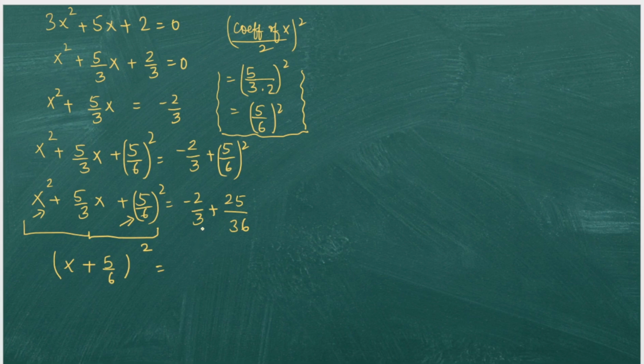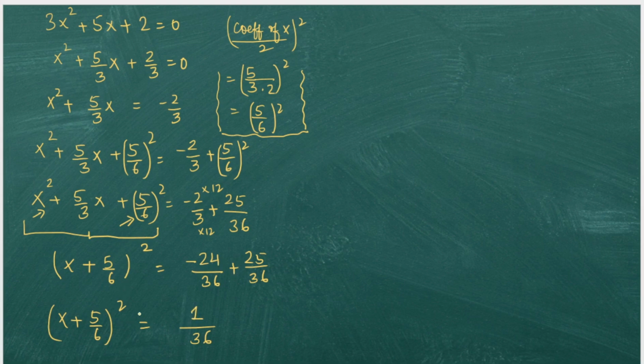How can I make this 3 as 36? By multiplying it with 12. Whatever we will do to the denominator, the same will be done to the numerator. So I get negative 2 times 12 as negative 24 over 36 plus 25 over 36. So the next step comes out to be x plus 5 over 6 whole square equals 36 is the common denominator. Let's solve the numerators. Negative 24 plus 25, and that gives me 1.